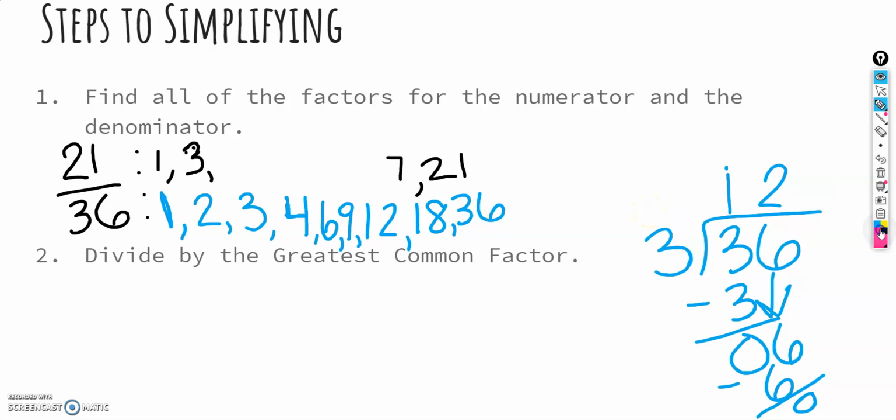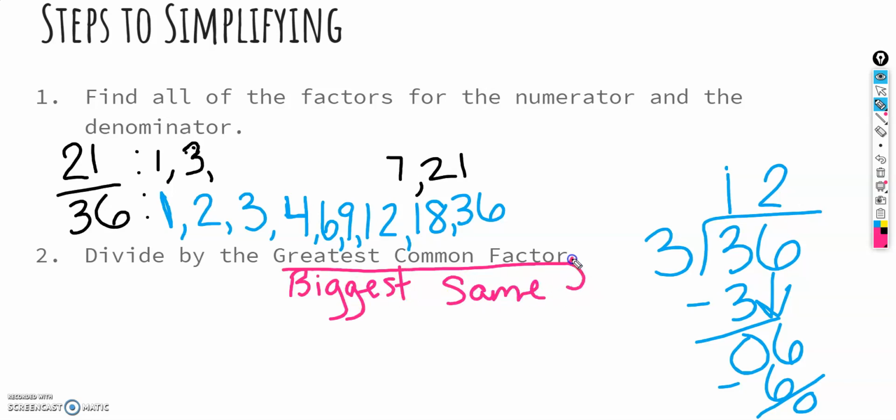Your next step is to find the greatest common factor, because that's what we're going to be dividing by. Greatest, that means biggest, common, so they're the same, and then factor, which is what we just did. We just did factoring. So I know they have 1 in common, 3 in common, and that is all that I see that they have in common, because they don't have a 7 or 21 in common.